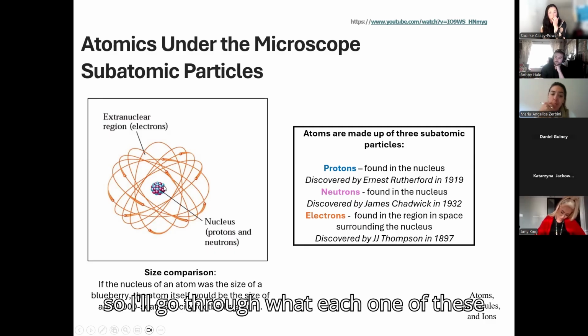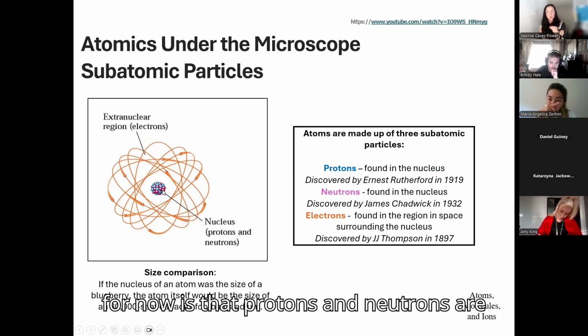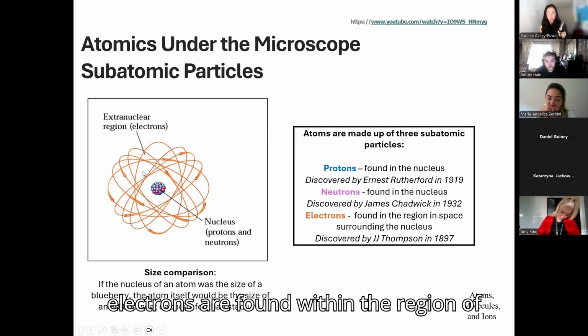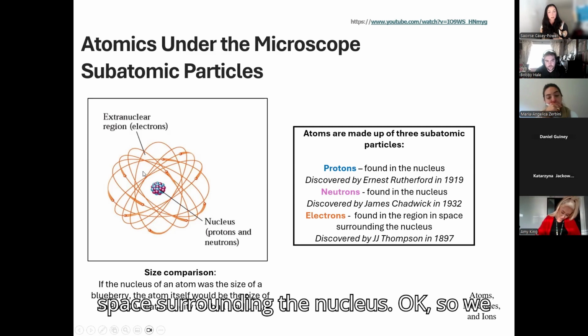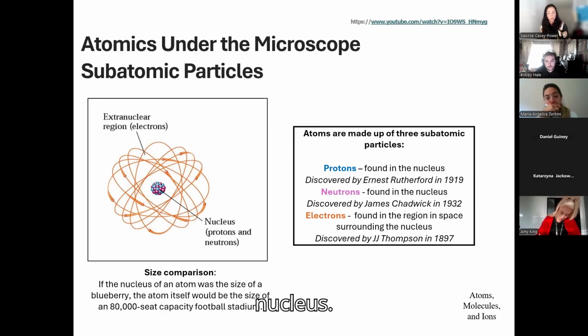I'll go through what each one of these are in a second, but all you need to know for now is that protons and neutrons are in the nucleus of an atom. The electrons are found within the region of space surrounding the nucleus. We call this the extranuclear region, but it's just the region of space around that nucleus.